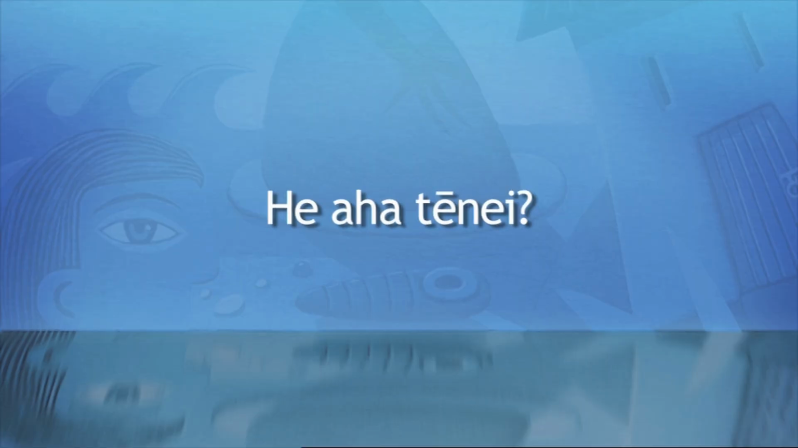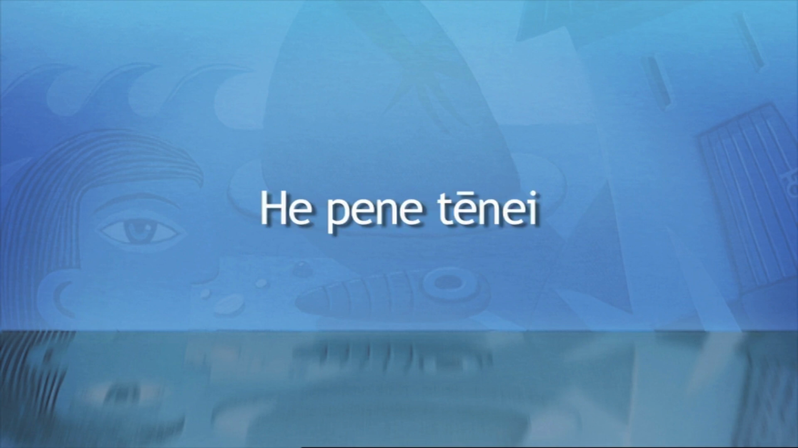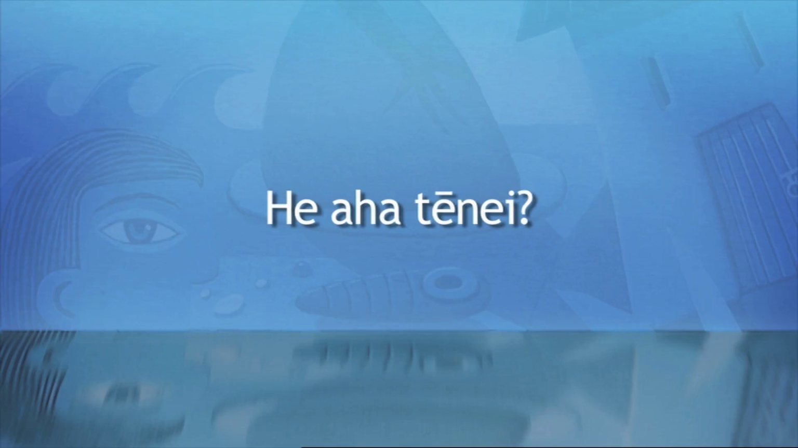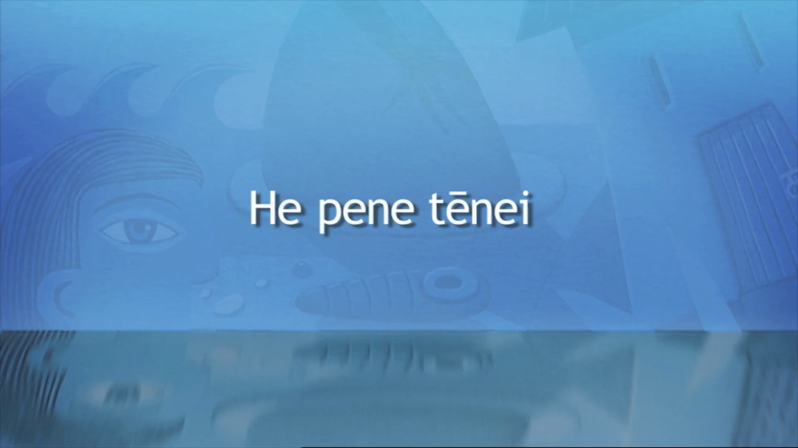Ka pai. Now let's look at how to answer the question, what's this? He aha tēnei. What's this? He pene tēnei. This is a pen. You'll notice that the question word aha, or what, is replaced by the answer word, or in this case, pene, or pen.